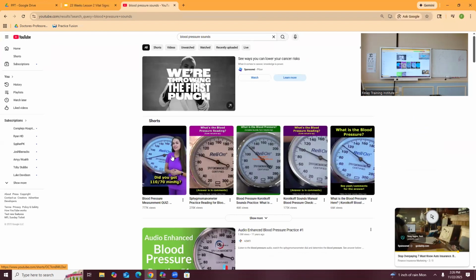I want you to pay attention and look at the measurements, okay? You're going to look at the manometer and watch for the needle. The needle is going to be moving and it's going to indicate the number. So you are going to look at the manometer for the number, but you're also going to pay attention to where you hear the first number and when you hear the last number.